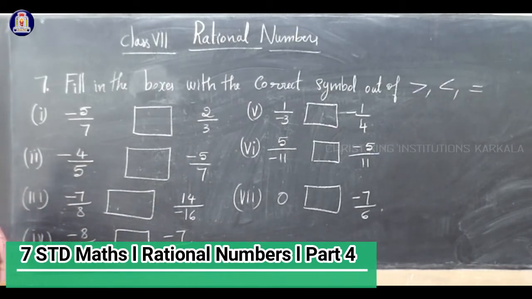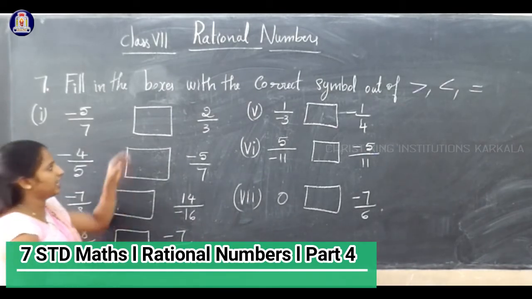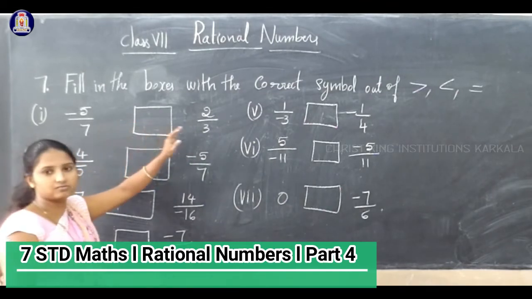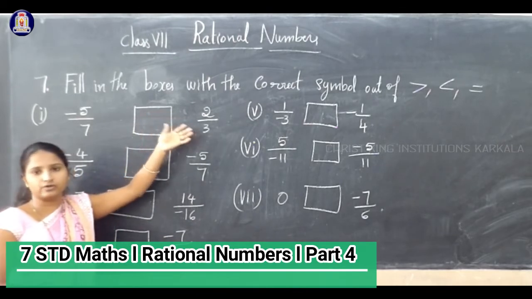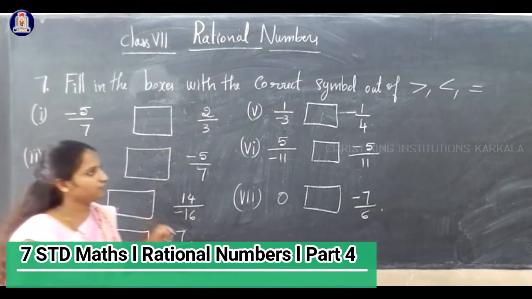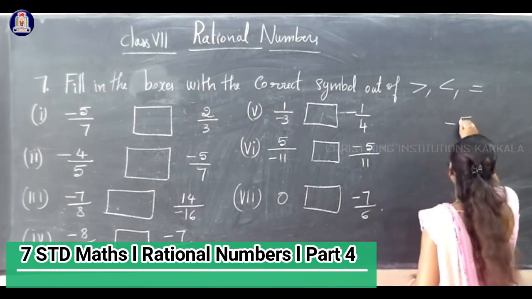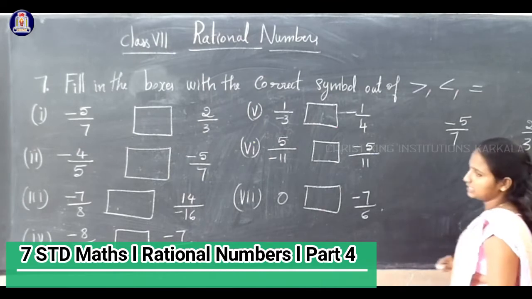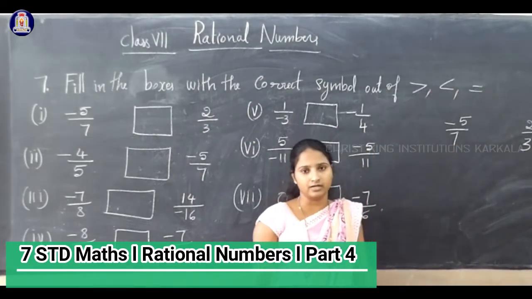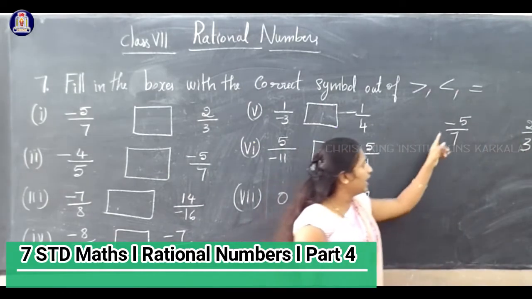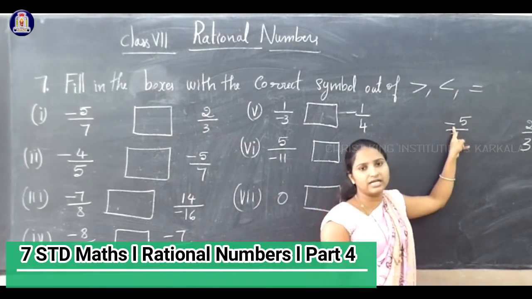So the first one, say minus 5 by 7 and 2 by 3. That means you have to identify which rational number is greater, which is smaller, or whether they may be equal. Clear? So if you compare minus 5 by 7 and 2 by 3, 2 by 3 is a positive rational number, isn't it? And minus 5 by 7 is a negative rational number.